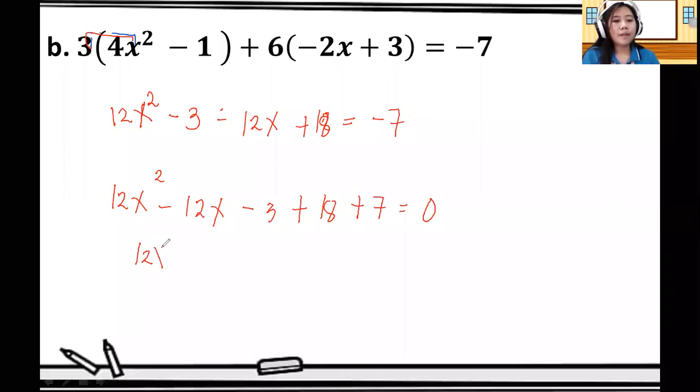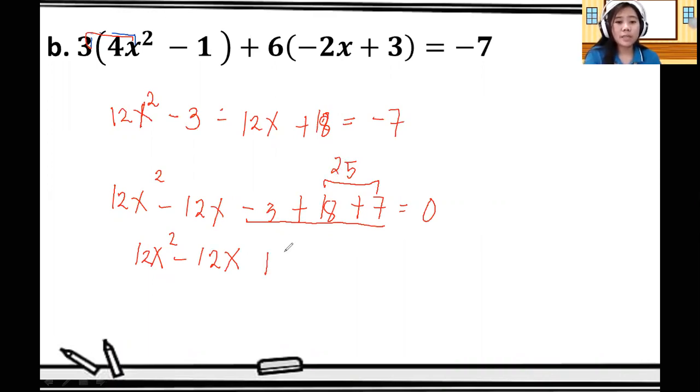Okay, so 12x squared minus 12x. Now let's simplify this, three numbers. Sa mga nahihirapan po kasi sa mga addition and subtraction natin class, kapag halimbawa nagkakaroon na po ng negative sign, nahihirapan na yung iba sa inyo. So first, let's add these two numbers, 18 plus 7, 25 siya. So negative 3 plus 25 is positive 22.